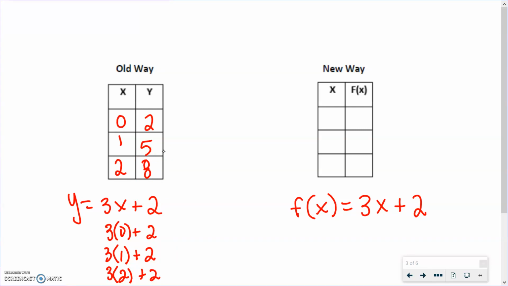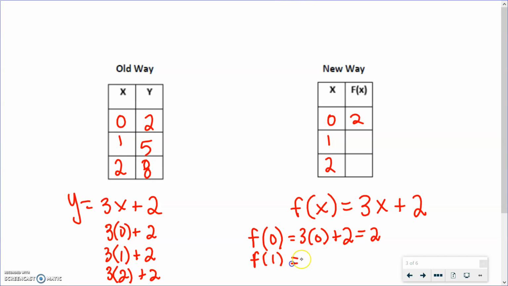But when we talk about function notation, we write it a little different. So if we wanted to do the same inputs of 0, 1, and 2, we would say f of 0 equals 3 times 0 plus 2. Well, that's still 2 as an output. We're going to have all the same outputs, but when we do it, we say f of 1 is equal to 3 times 1 plus 2. So that's 5, and then f of 2 is equal to 3 times 2 plus 2, which is going to give me 6 plus 2 is 8.